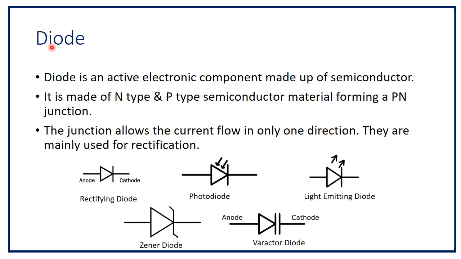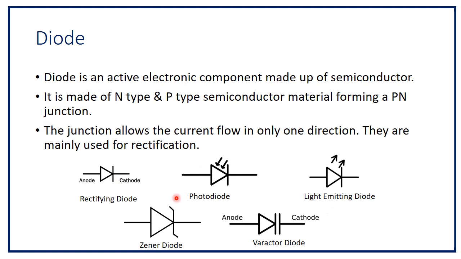In this slide, we will discuss the diode. A diode is an active electronic component made up of semiconductor materials. It is made up of N-type and P-type semiconductor material, forming a PN junction. The junction allows current flow in only one direction. They are mainly used for rectification purposes. So we can say a diode is an active electronic component made up of semiconductor materials, P-type and N-type, and this component allows flow of current only in one direction.